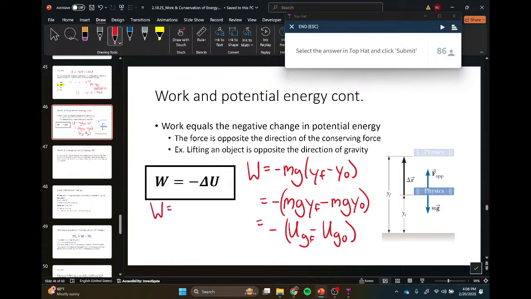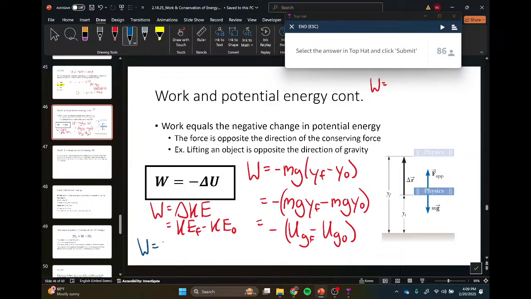So work equals negative change in potential. Work equals positive change in kinetic. If A equals B and B equals C, so... Where am I going to shove this to make this all work? Work equals negative change in potential. Actually, I already wrote that here, so I don't need to rewrite that. Work equals kinetic energy final minus kinetic energy initial.